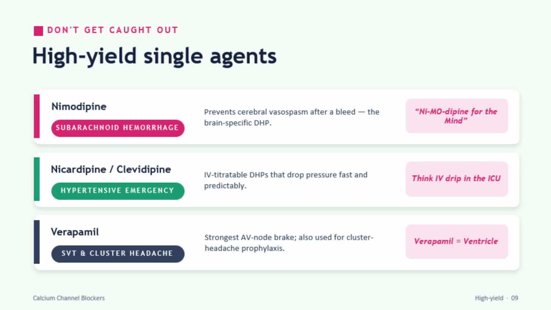Nicardipine and clevidipine, those are your IV drips for hypertensive emergencies. And verapamil shows up again for SVT and cluster headaches. These specific pairings are pure exam gold, so circle them, star them, screenshot them. When you see the buzzword, you will know the drug.